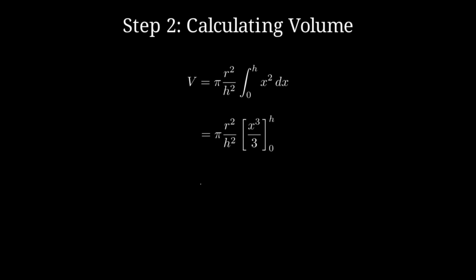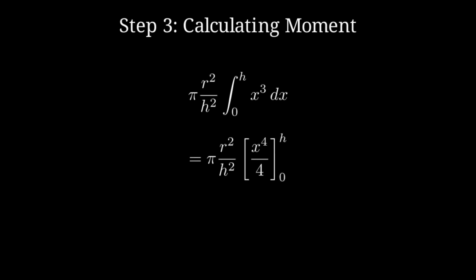Integrating x squared gives us x cubed over 3. When we evaluate this from 0 to h, we arrive at the familiar formula for the volume of a cone, 1/3 pi times radius squared times height. Next, we solve the moment integral. Integrating x cubed gives us x to the 4th over 4. Evaluating this at h results in a moment of 1/4 pi times radius squared times height squared.